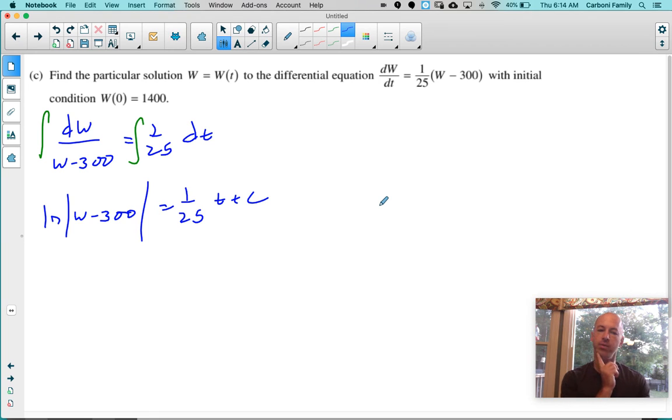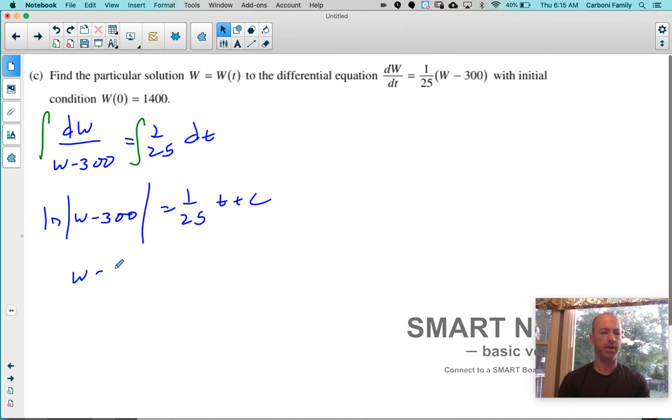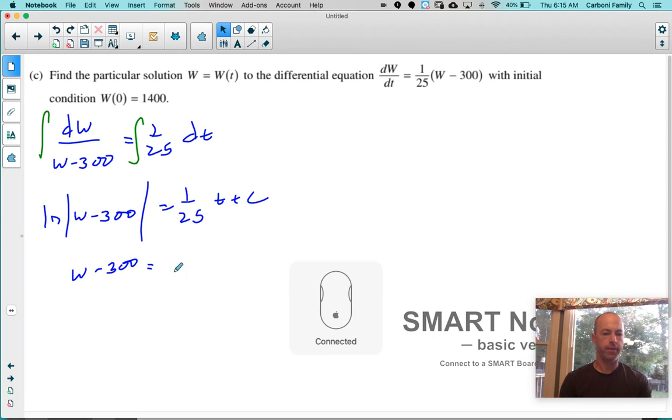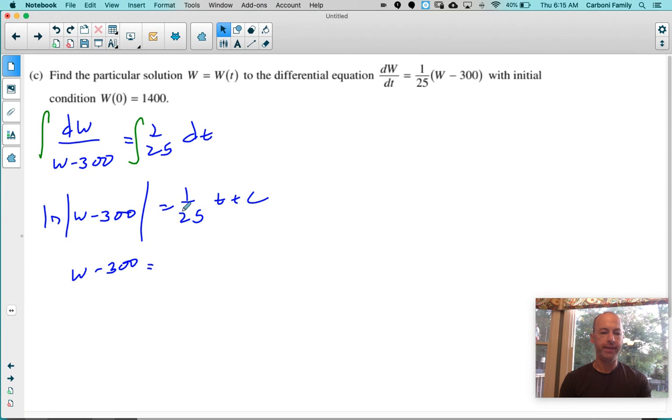And I'm trying to decide when I want to solve for the constant. I think I'm going to solve for W first. So W minus 300 would be e to the 1/25 t plus C. I like to bring that C down, make it A e to the 1 over 25 t. Move the 300 over. W equals 300 plus A e to the 1 over 25 t.